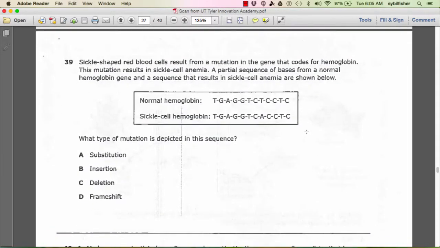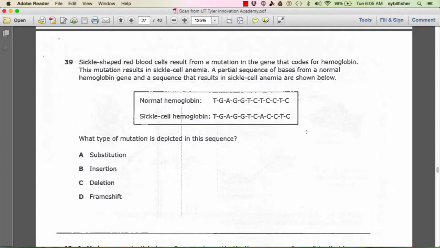Number 39. Sickle-shaped red blood cells result from a mutation in the gene that codes for hemoglobin. This mutation results in sickle cell anemia. A partial sequence of bases from a normal hemoglobin gene and a sequence that results in sickle cell anemia are shown below.